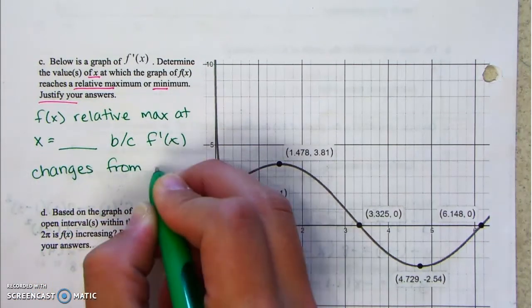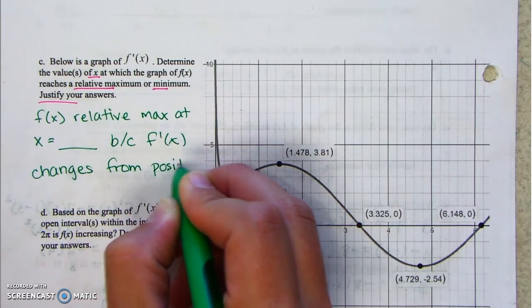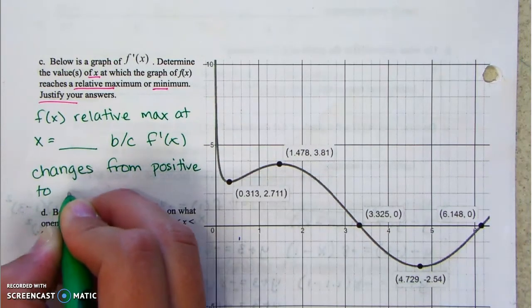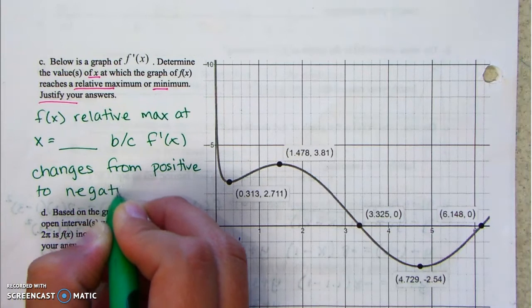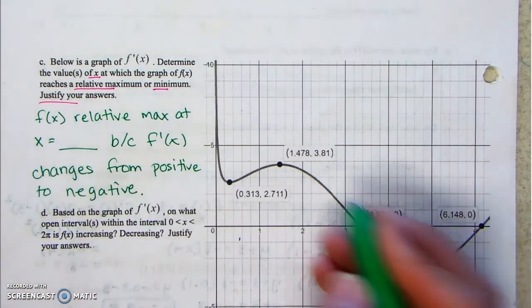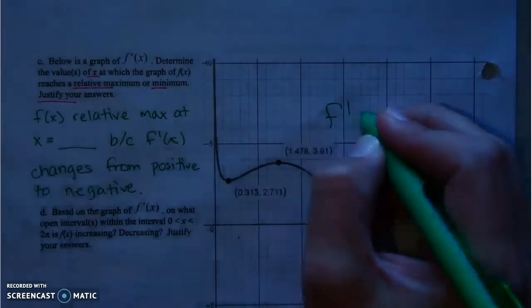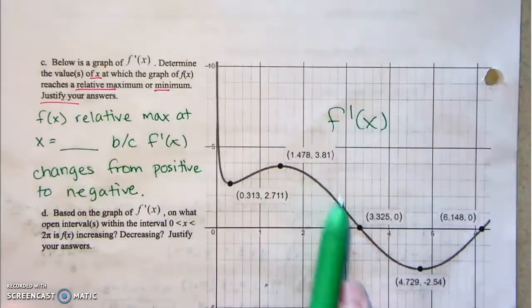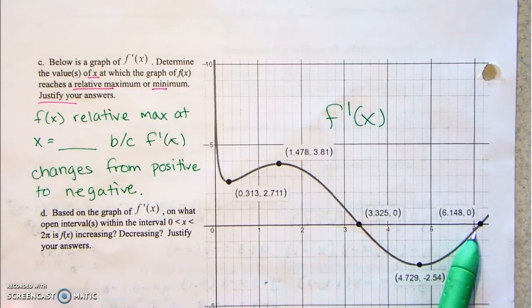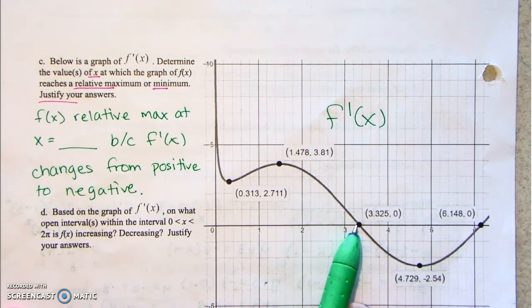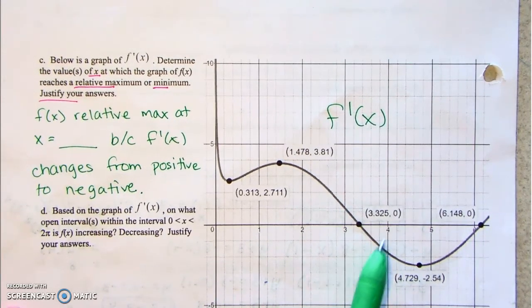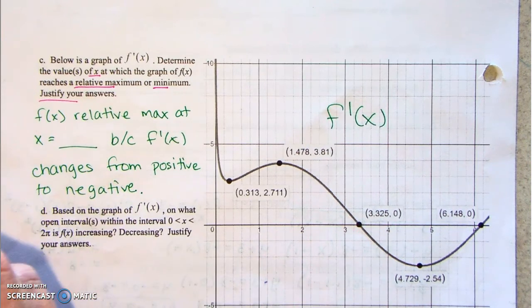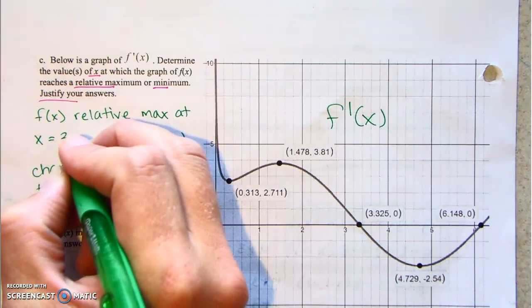from positive to negative. This is a derivative, right? Oh, lights. Derivative, positive, positive, positive, positive, positive, 0, negative. So here at 0, it looks like it's going from positive to negative. So that's going to be this point, 3.325.